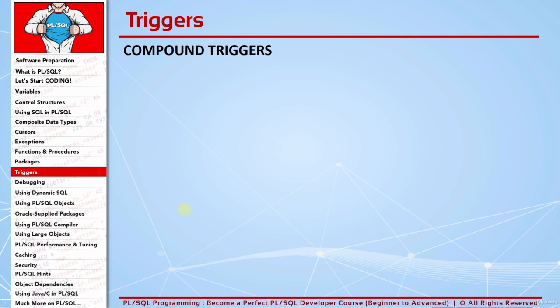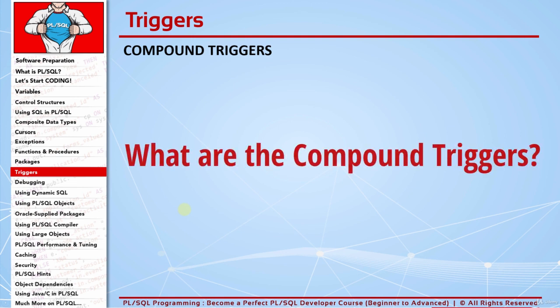But these triggers all have their own variables, types, etc. So you cannot use one variable or type within another. And sometimes you need something like that. But this was not applicable until Oracle Database 11G released. Starting from that release, we can create compound trigger types. So what are the compound triggers?